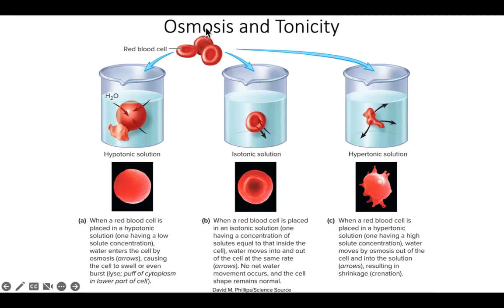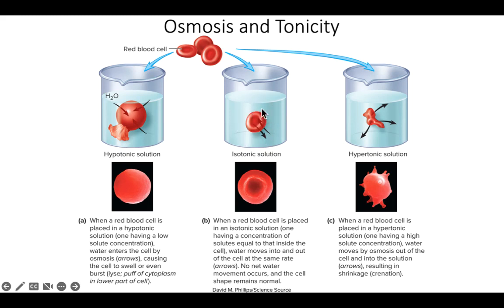So what we're looking at here are red blood cells. All right, and if you put a red blood cell into a solution, okay, that has the same concentration of solutes as the inside of the red blood cell, okay, that solution, therefore, is known as an isotonic solution. All right, so notice down here, isotonic solution, one having a concentration of solutes equal to that inside of the cell. If you put that red blood cell in an isotonic solution, water will go in and out of the cell, but equally. And that cell maintains its appropriate shape.